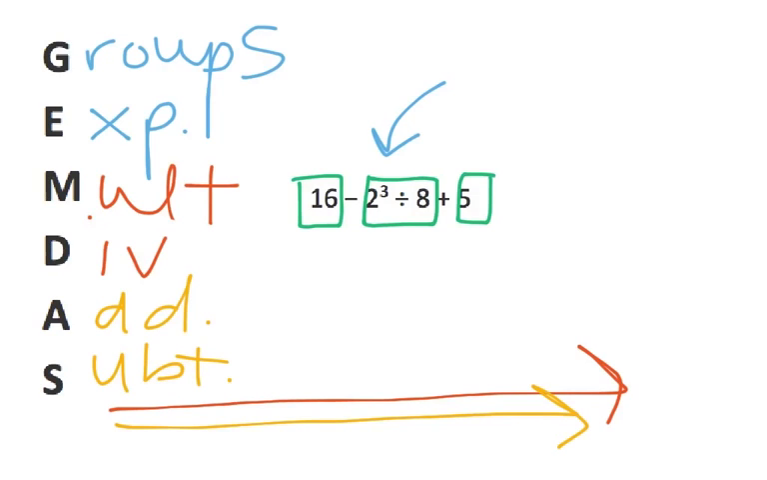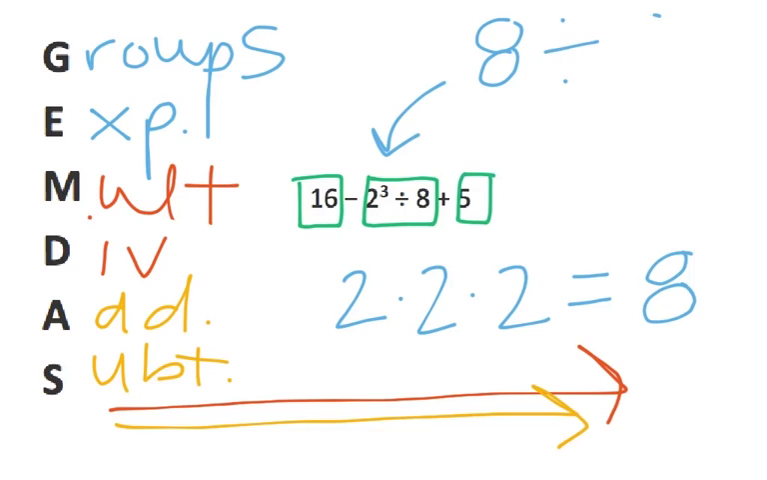So focusing on my G and my E, there aren't any parentheses, but I do have an exponent. And an exponent is really just multiplication, right? 2 to the 3rd power means 2 times 2 times 2, which is 8. So now in the middle there, I'm really looking at 8 divided by 8. Now that I've taken care of my exponent, I can carry out this division. And 8 divided by 8 equals 1. So this term in the middle here is really just 1.